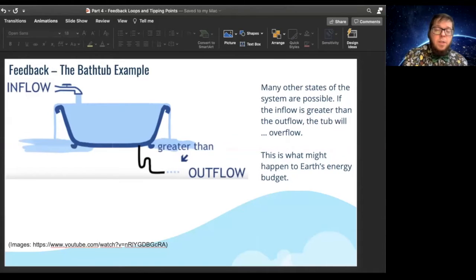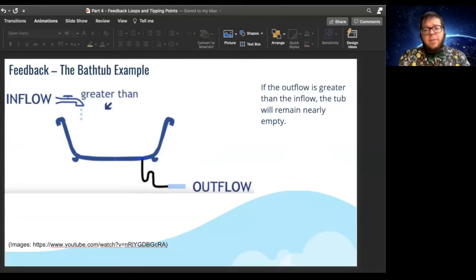And eventually, the Earth will increase its temperature and radiate more energy. Overflowing is just another way of saying the outflow is going to increase, but perhaps in a not so desirable way. So that's a possible state of my tub system. Or if the outflow is greater than the inflow, the tub will remain nearly empty. I couldn't think of a good analogy for this one.